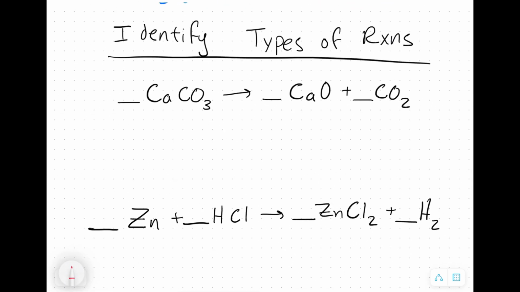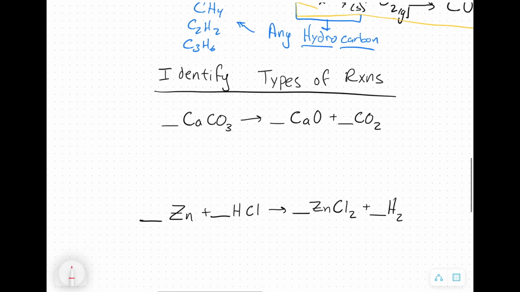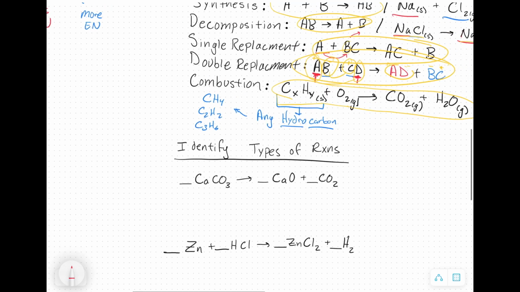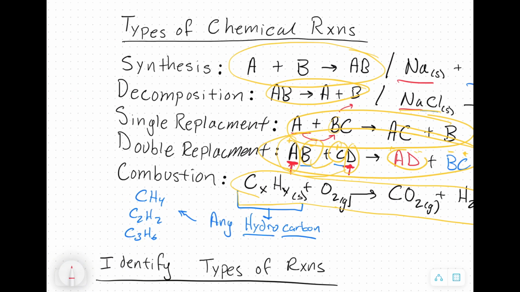So taking a look at this, I have CaCO3, and then after the reaction, after that arrow here, I'm making CaO and CO2. So thinking about it, I see just one group here, and then I'm turning it into two groups. So I'm looking for something that starts with one group and ends with two groups. And my only general formula that has that is decomposition.